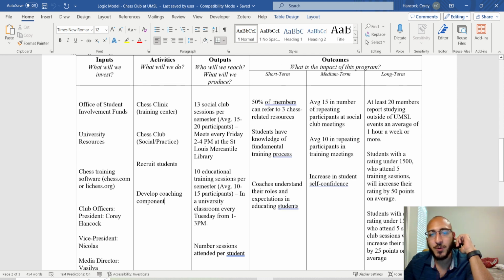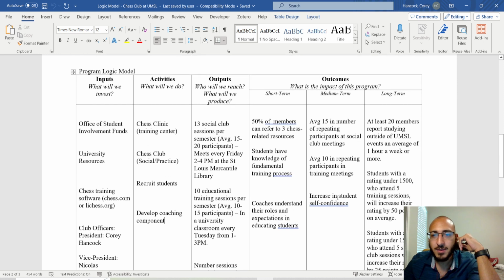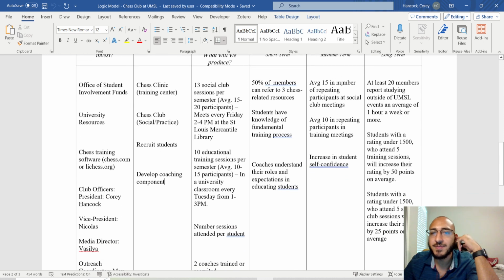So in the short term, whether we find them or people volunteer to coach who are a little bit more experienced, they have an idea of what their expectations are. As far as medium term, an average of 15 repeating participants in social club meetings.